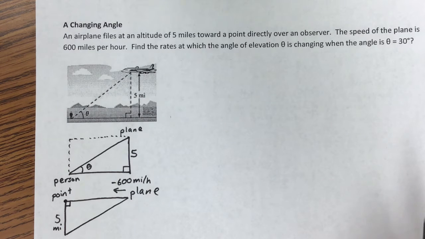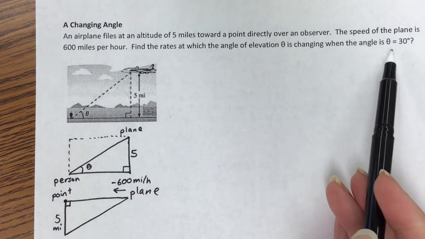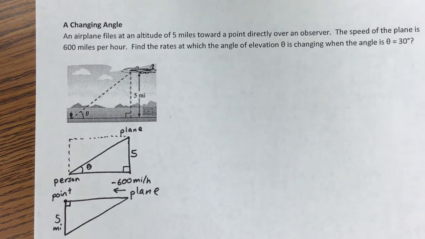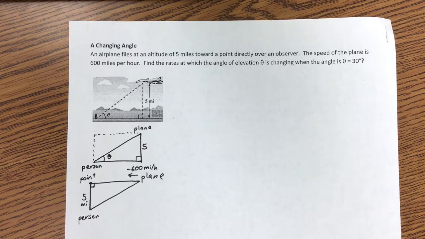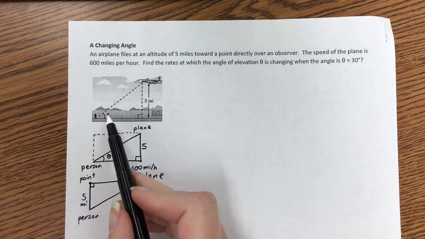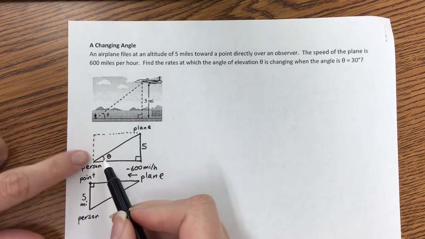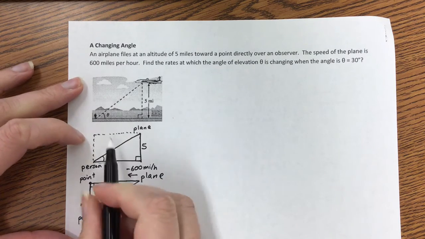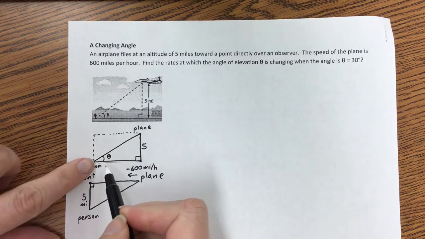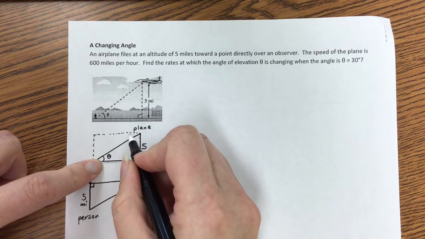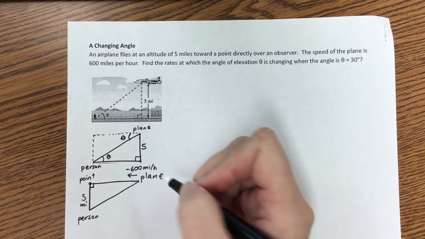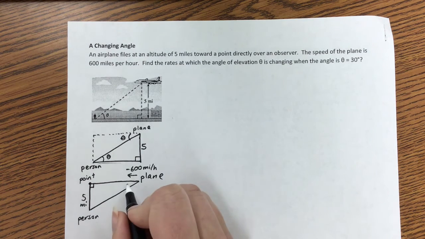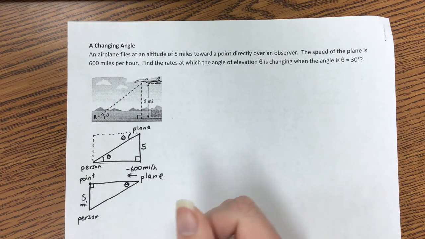Other information: we know at one spot the angle is 30 degrees. So at some point in time, this angle theta is 30 degrees. If we use parallel lines, the bottom and the top are parallel to each other, so this angle and this angle are congruent. Parallel lines, alternate interior angles. So this one is theta as well.